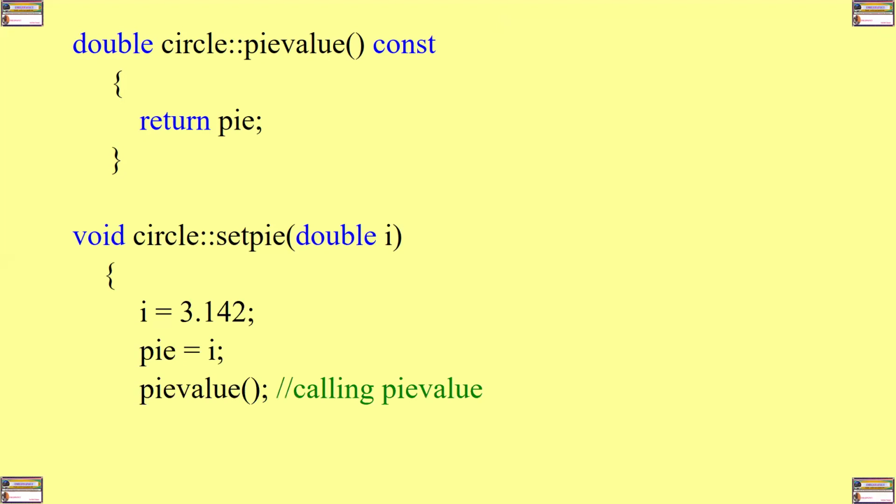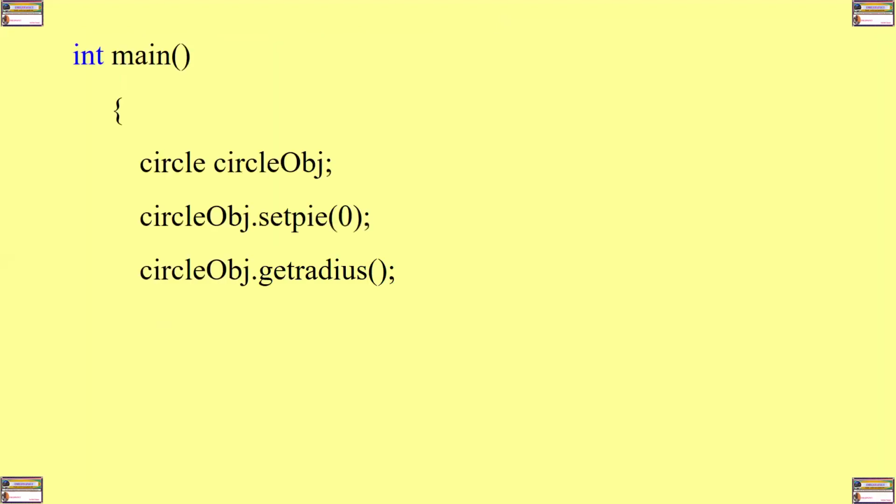From there, the pi value function is invoked, and we can see it's going to return pi. Then we go to this other function here. We have seen its work. Its work is to get the value of radius. Once that is done, the next will be to compute the area.